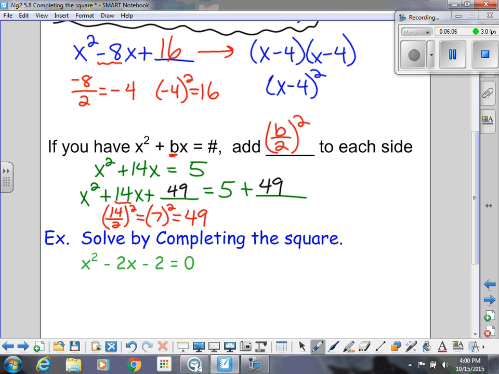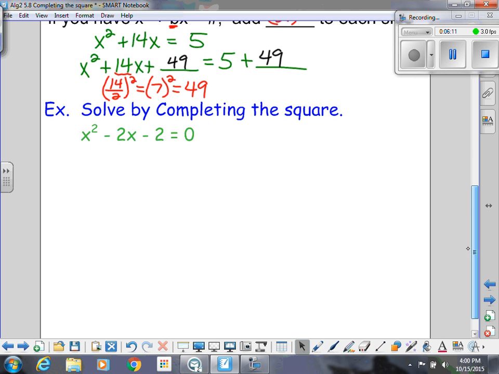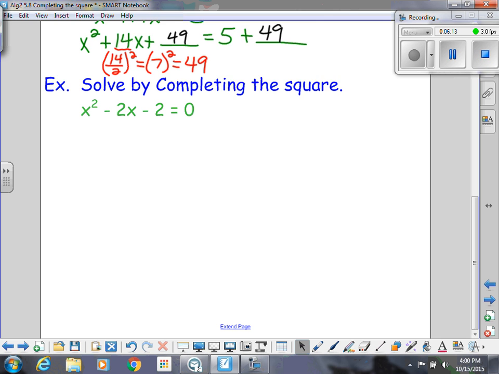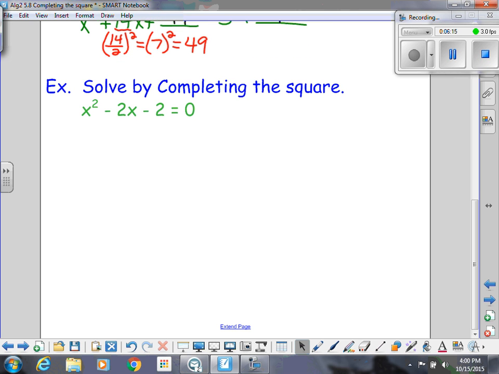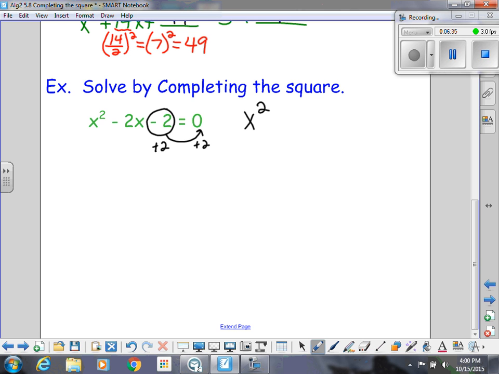Okay? So let's do an example from beginning to end using these ideas that we've just been talking about. So we're going to solve this example by completing the square. So first things first, you always want to make sure that you have x squared plus bx equals some number. So I don't want this on that side. I want to move that over there. So I'm going to do that by adding 2. All right, so x squared minus 2x equals positive 2.